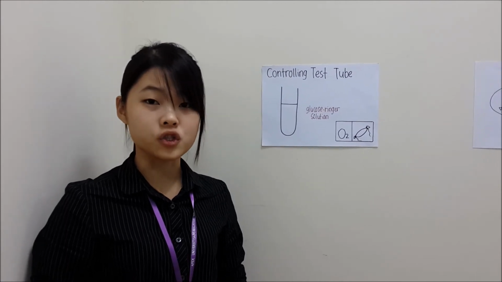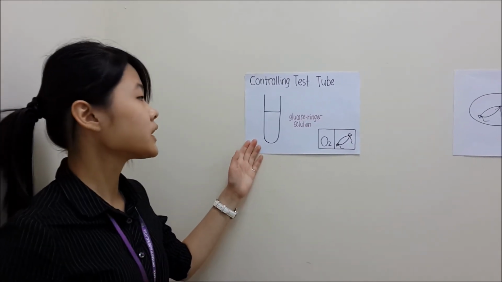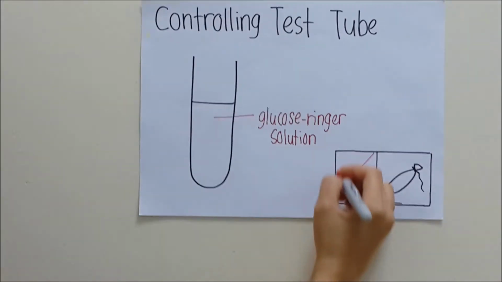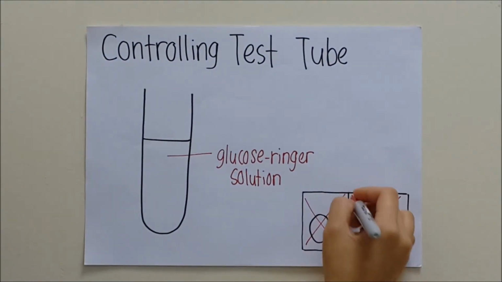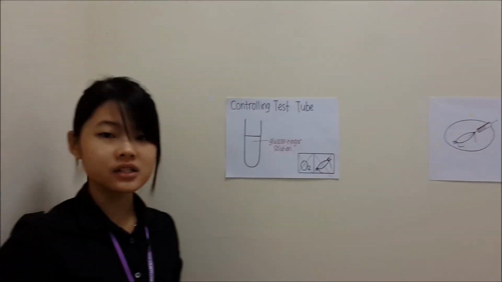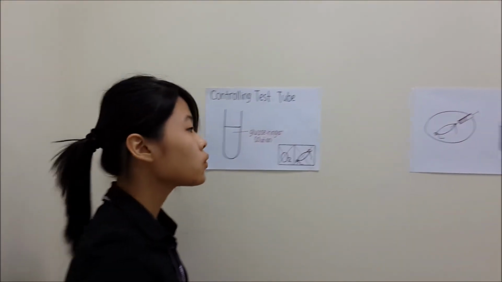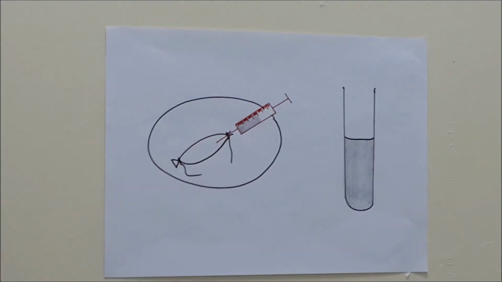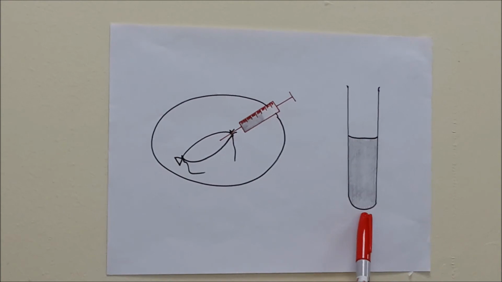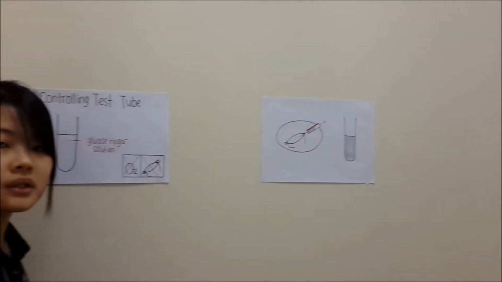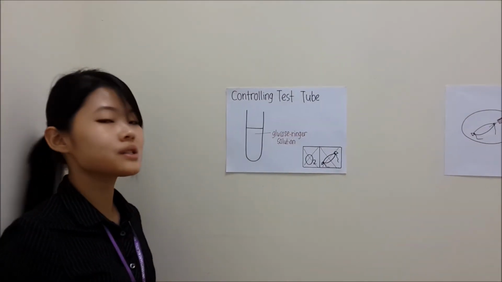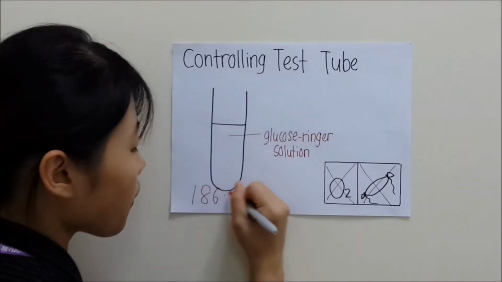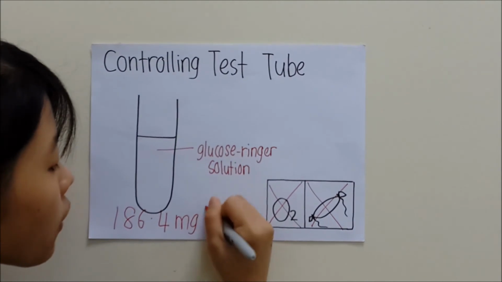Tube 5 is the control test tube. This is the control test tube that contains the glucose Ringer solution without the oxygen supply and also the small intestine. The control test tube is important for us to know the initial concentration of the glucose Ringer solution that is inserted into the sac as well as in the tube. From our experiment, the glucose concentration in the control test tube is 186.4 mg per 100 ml.